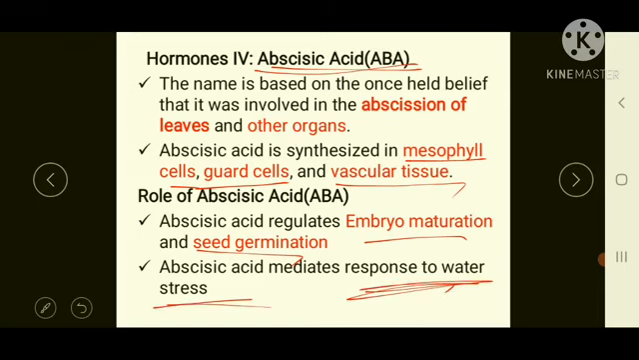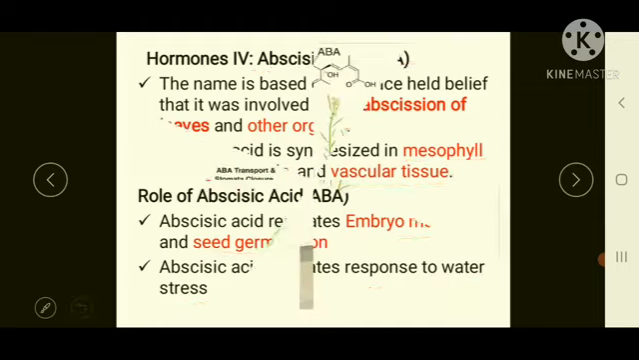If the plant becomes stressed for water, the abscisic acid helps the plant by taking the message to the stomata, and the stomata become closed by the help of the guard cells. So the plant overcomes the water stress by the help of abscisic acid.